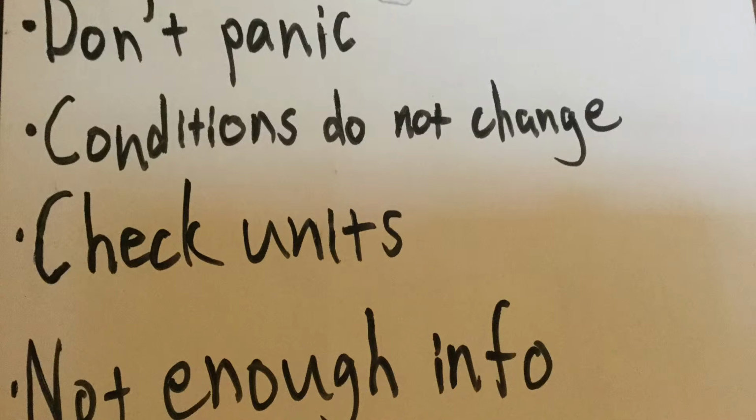Second is that conditions do not change during these problems. These all occur at one point in time, and it won't have, for example, T1 and T2. Third is that you need to check your units before you start calculating anything, otherwise you'll most likely get a wrong answer. Lastly, if you don't have enough info, chances are you need to use a different gas law to solve the problem.